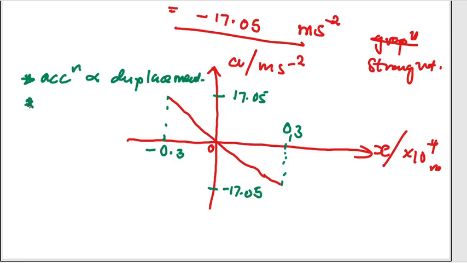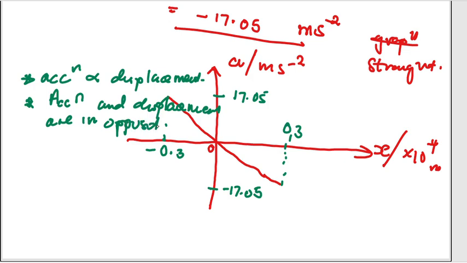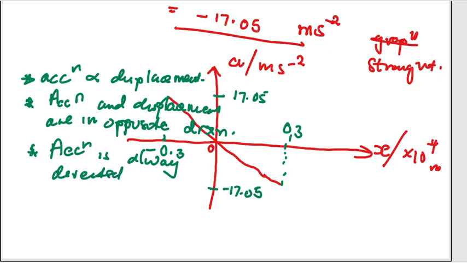Number 2, what else are you seeing here? Acceleration and displacement are in opposite direction, because of that negative sign there. Right? Then point number 3, I was going to say acceleration is always directed towards the equilibrium.